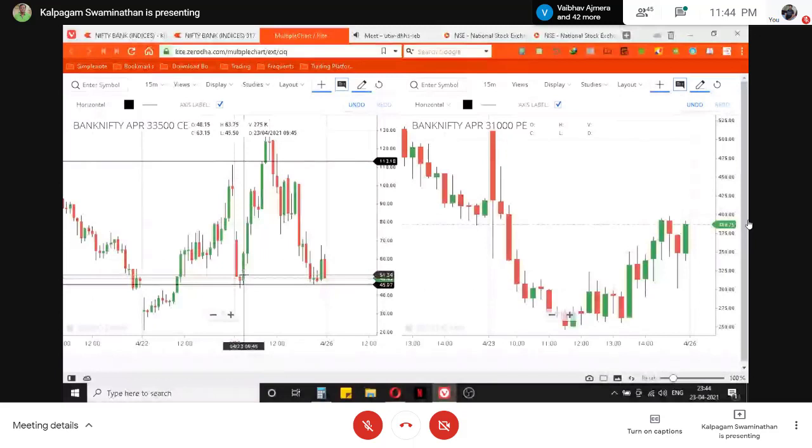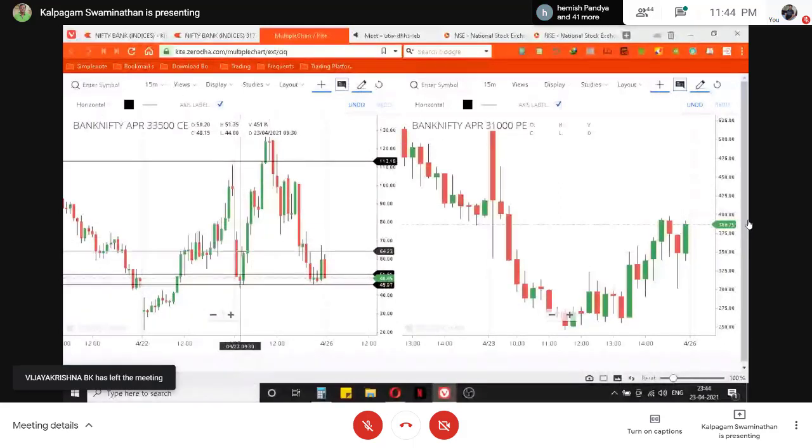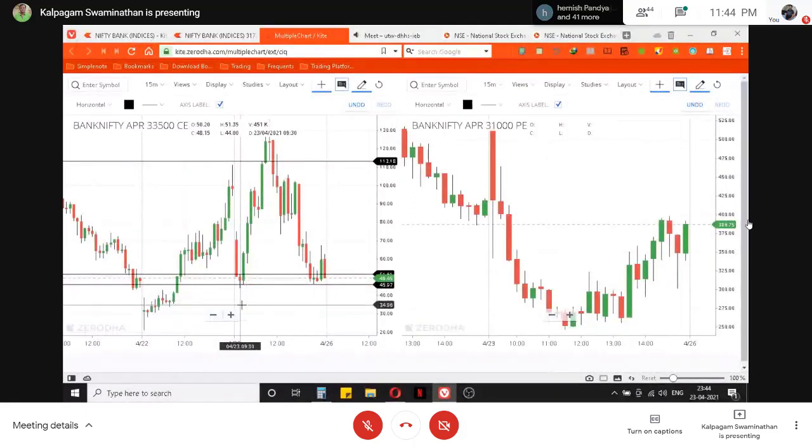Now this high is taken out by the third candle. So you're into the trade automatically, your order has got triggered. It got triggered at what price? 51.35. Right? You keep your stop loss at 44 rupees, and wait until either the stop loss gets hit or the target gets hit.